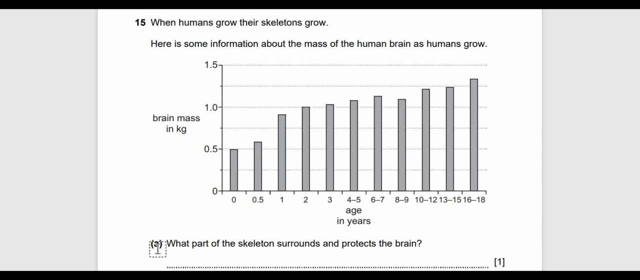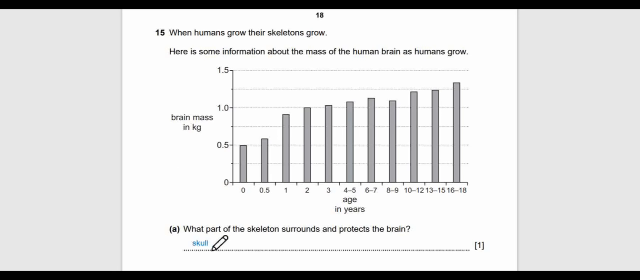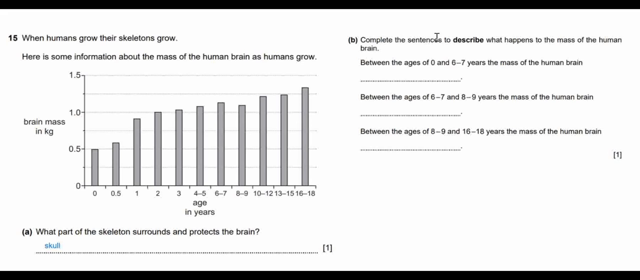Alright, let's open up the answer. It's the skull. Let's move on to 15B. Here we go, 15B. Complete the sentences to describe what happens to the mass of the human brain between the ages of 0 and 6 to 7. From 0 to 6 to 7, the mass of the human brain, what?